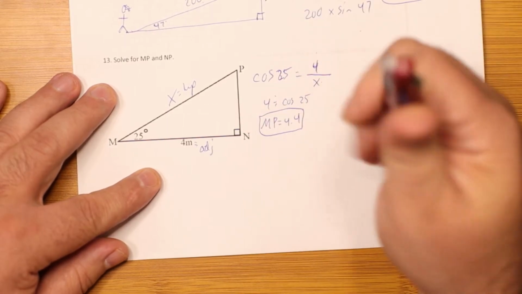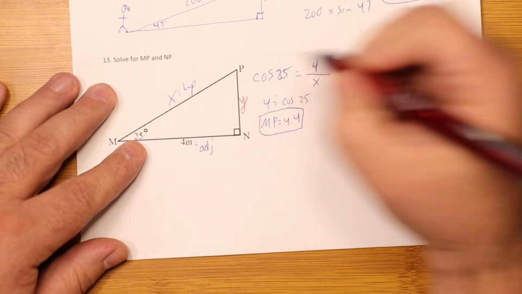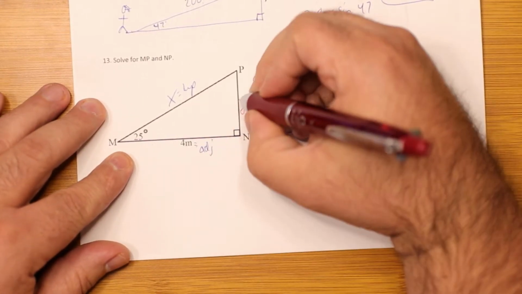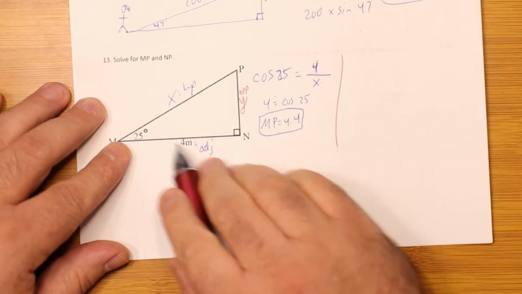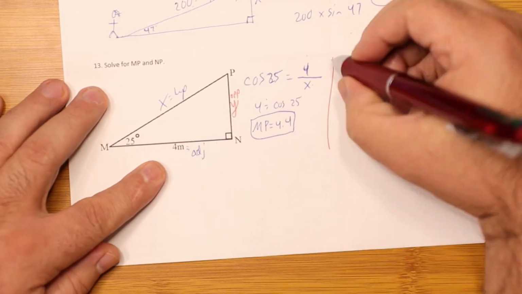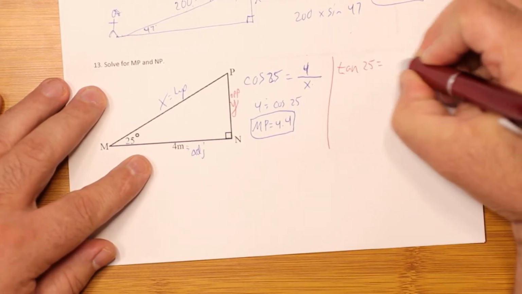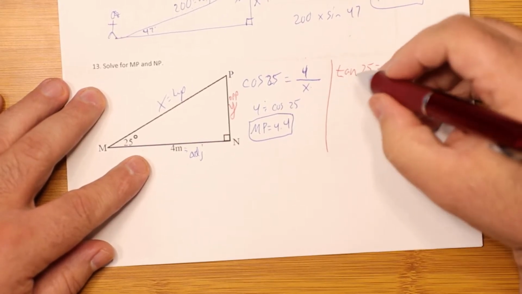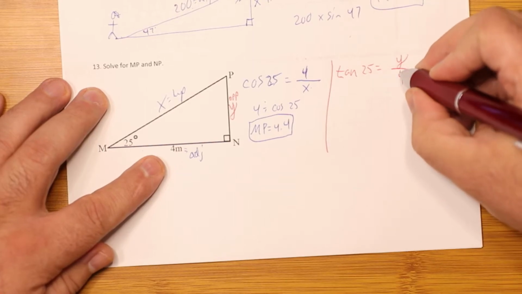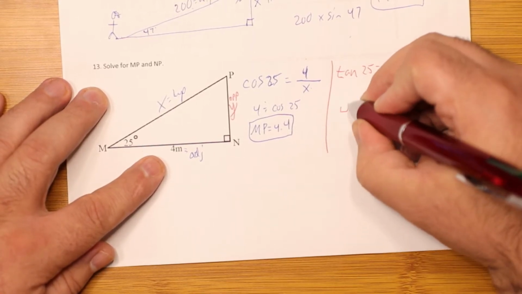If we're doing NP, that's opposite. And we've got to use the number we already had, which was the adjacent. So opposite and adjacent, that's tangent. Opposite's going to go on top. Adjacent's going to come down to the bottom. This time the variable's on top, which means we're back to multiplying.